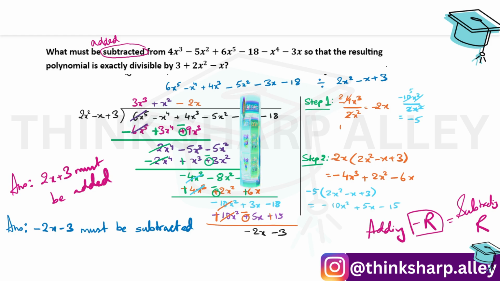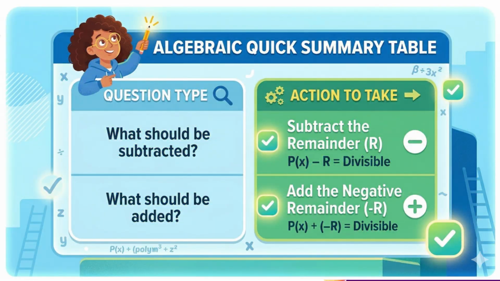So remember, if the question says subtract, subtract the remainder. If the question says add, add the negative of the remainder. In both the cases, the goal is the same, to make the remainder 0 and the division exact.